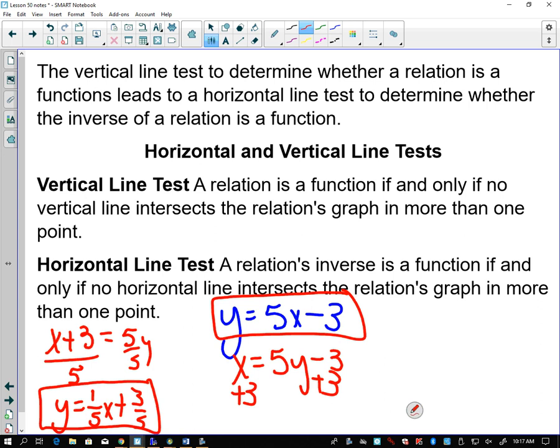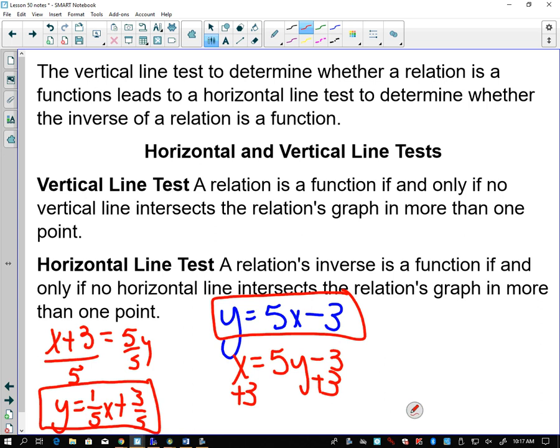Okay? And you'll notice that 5 and 1/5 are not opposite reciprocals of each other. They are, in this case, reciprocals, but they're not opposite reciprocals. Right? They both have positive slopes. Does that make sense? Do we see that? Okay, so those two functions are inverses of each other.